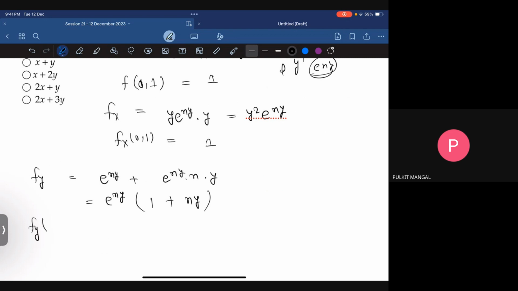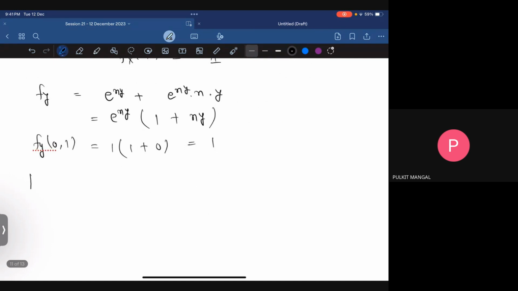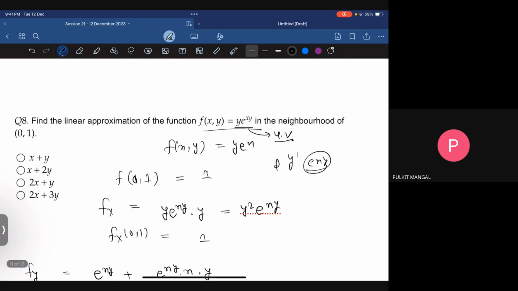Now fy at the point 0 comma 1 would be 1 plus 0, which is 1. So linear approximation is function value at 0 comma 1 plus fx times x minus 0 plus fy times y minus 1. Function value, if we quote, is 1.